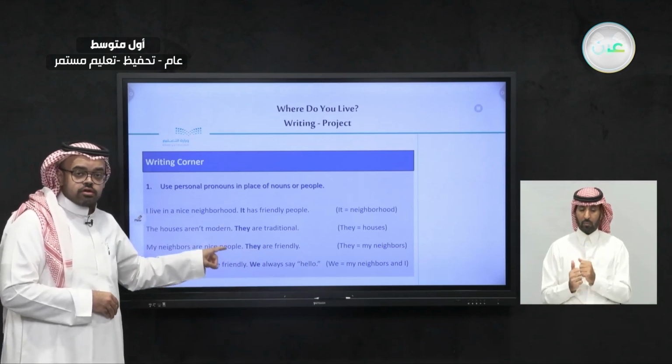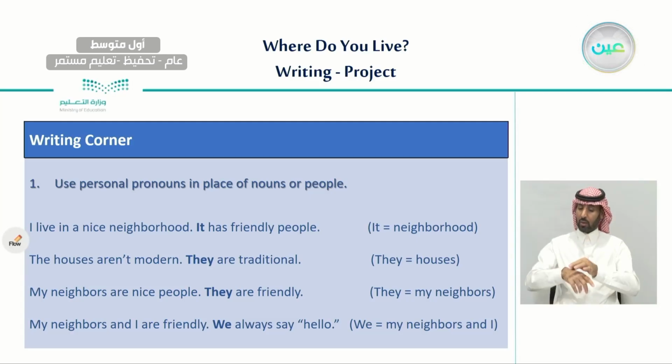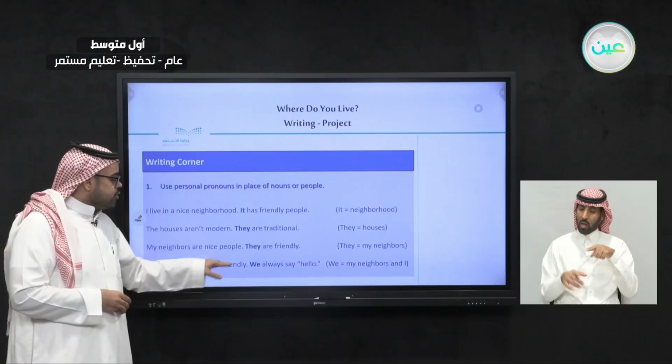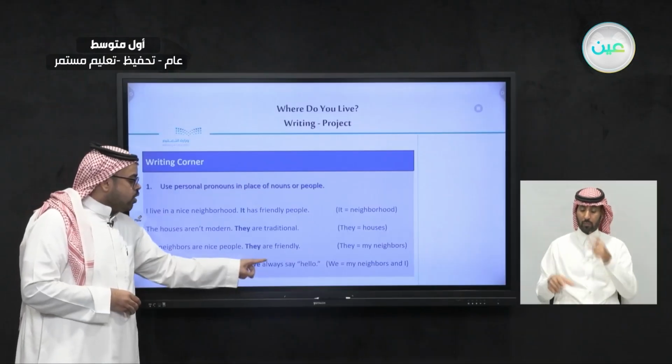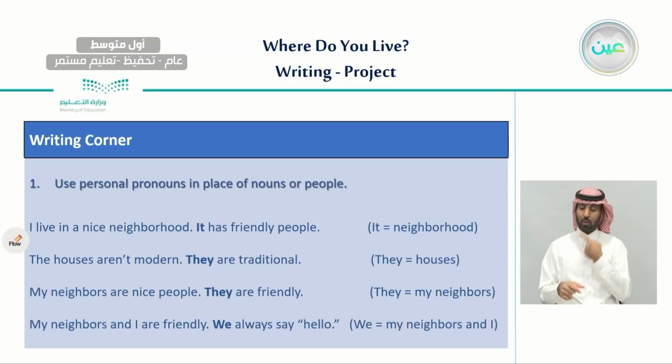And here, they refers to what? Very good. They here refers to my neighbors. And the fourth example, my neighbors and I are friendly. We always say hello. So, as we did for the last one, what does we refer to? Very good. It refers to my neighbors and I. This is why we used we in this case.